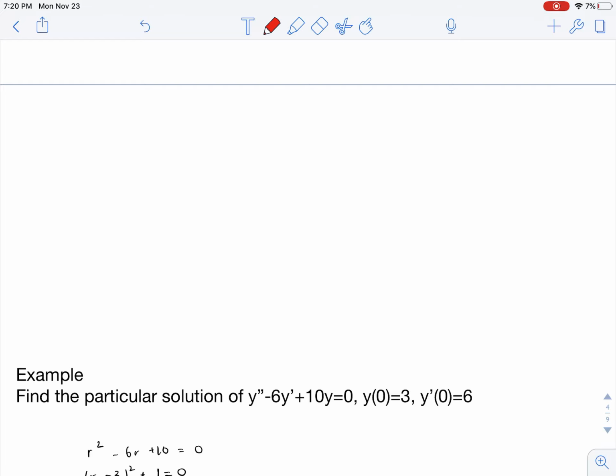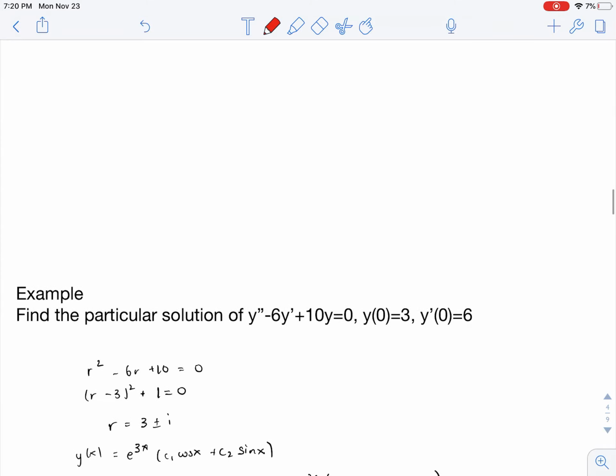So here we'll just substitute in r for y. So we get r squared minus 6r plus 10 equals 0. In this next step, we will be completing the square. So r minus 3 quantity squared plus 1 equals 0. And then doing some basic algebra, we get that r equals 3 plus or minus i. So plugging this into Euler's formula, we get that y of x is equal to e to the 3x times the quantity c1 cosine x plus c2 sine x.